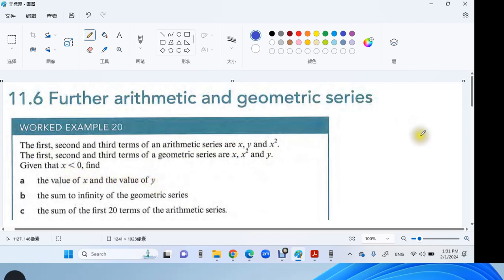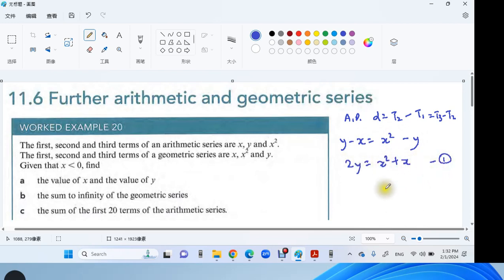So over here we have two unknowns. What we need to do is form two equations. So we know that for the AP, the common difference is the second term minus the first term. It's also equal to the third term minus the second term. So we have y minus x equal to x squared minus y. So I have 2y equal to x squared plus x. So this is equation 1.